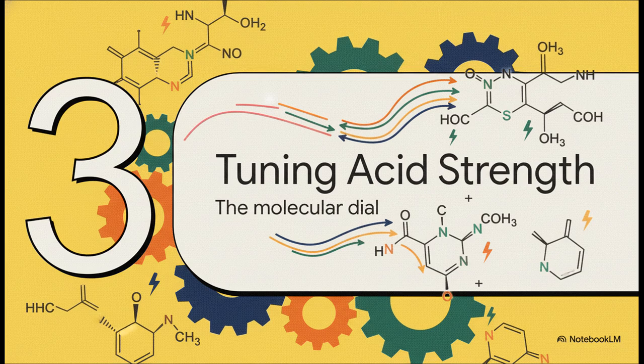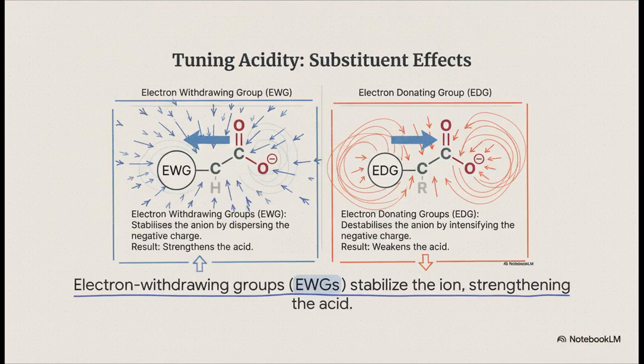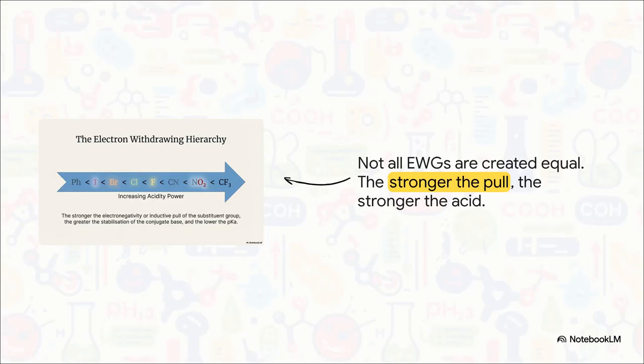All right, now we get to the really cool part. Acid strength isn't just some fixed property. We can actually modify it. We can tune it just by changing the other groups that are attached to the molecule. So here's how it works. Imagine you attach a group that pulls electron density away from that carboxylate ion. We call this an electron withdrawing group, or an EWG. By pulling that negative charge, it helps spread it out even more, making the ion even more stable. And a more stable anion means the original acid was stronger. The opposite is also true. An electron donating group, or EDG, pushes electrons in, which intensifies the negative charge, destabilizes the anion, and makes the acid weaker.